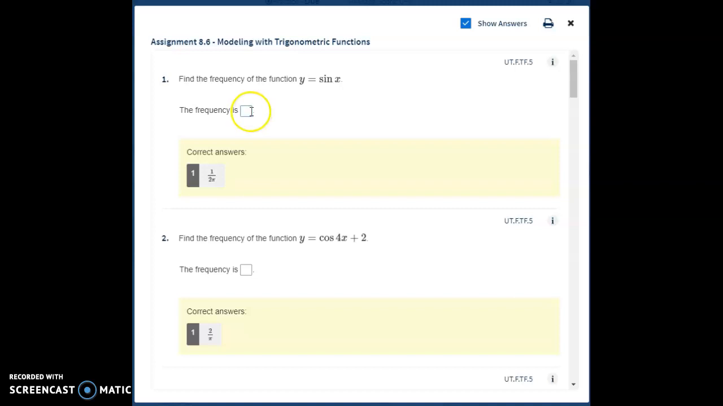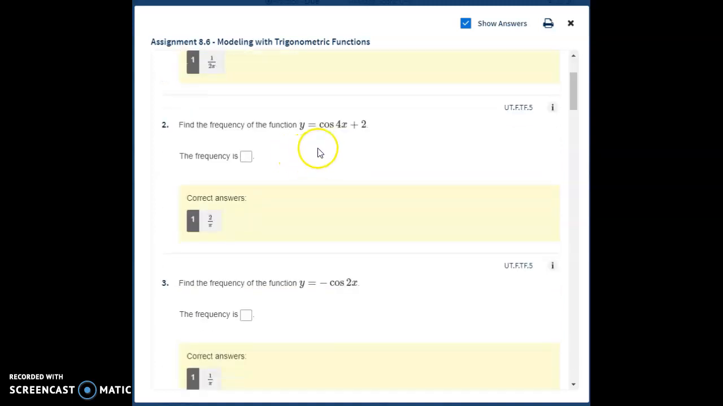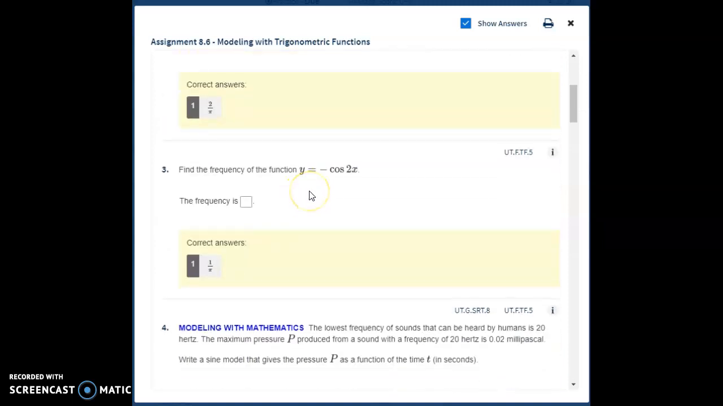So frequency is found by taking b, which is the value in front of the x, and putting it over 2 pi. Well, on this one, b is 1, so 1 over 2 pi would just be 1 over 2 pi. Number 2, same thing. We're going to take 4 and put it over 2 pi. Well, 4 over 2 pi reduces to just 2 over pi. So that's the answer for number 2.